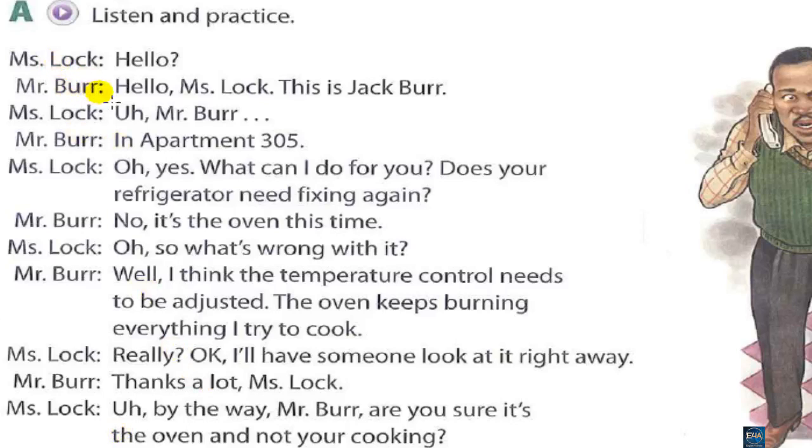Ms. Locke and Mr. Burr. Hello? Hello, Ms. Locke. This is Jack Burr. Ah, Mr. Burr. In apartment 305. An apartment, flat. And flat number 305. Oh yes, what can I do for you? How can I help you? Does your refrigerator need fixing again? Refrigerator? The fridge.